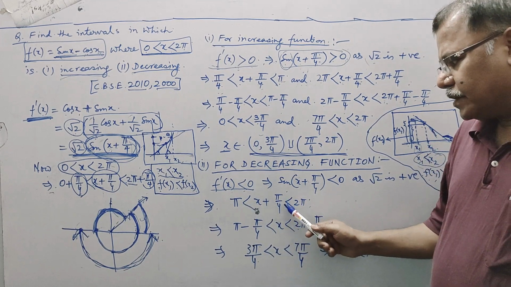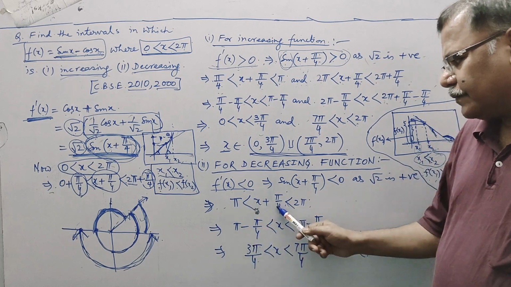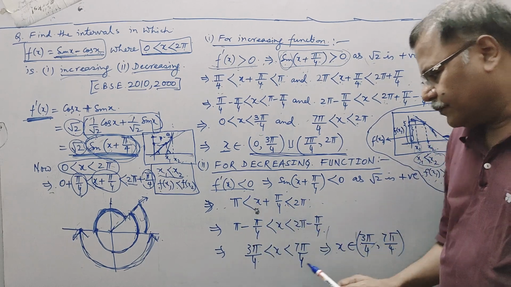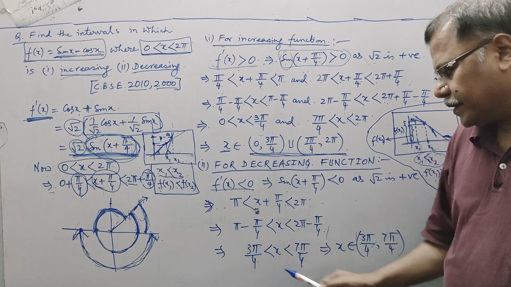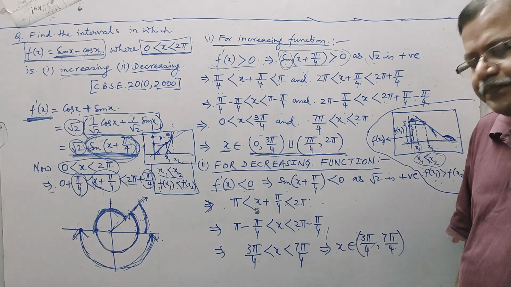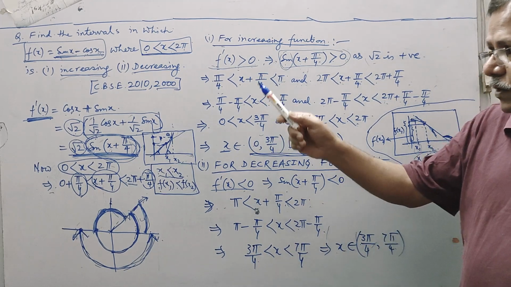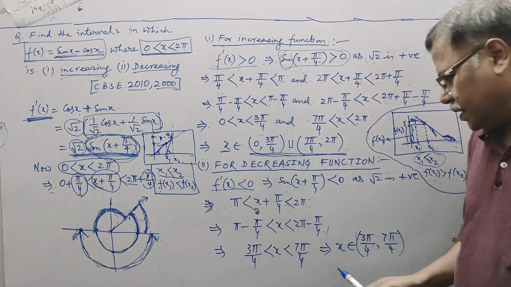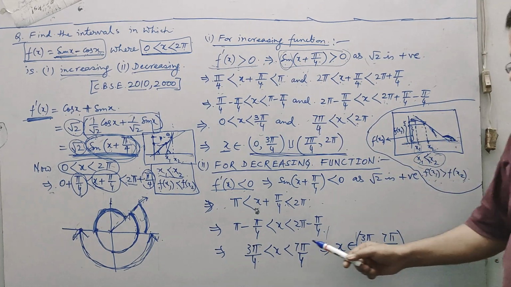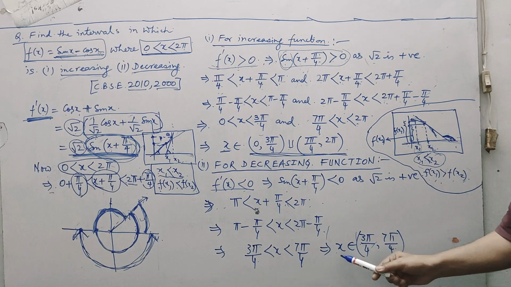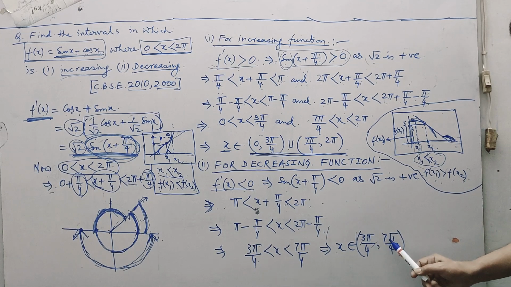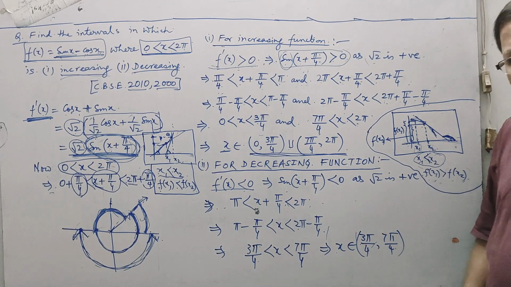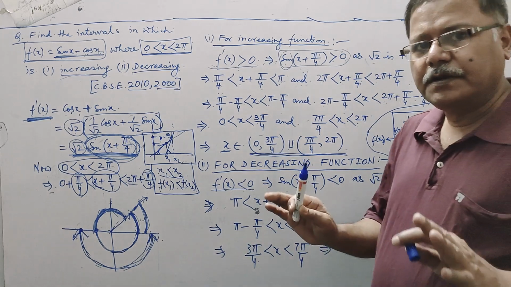After that simple calculation, pi by 4 is taken to that side, pi by 4 is brought this side. Simple calculation, this becomes 3 pi by 4 and this becomes 7 pi by 4. So f(x) equals sin x minus cos x is negative, it is decreasing, if x is lying between 3 pi by 4 and 7 pi by 4. I hope this problem is very much clear to all of you.